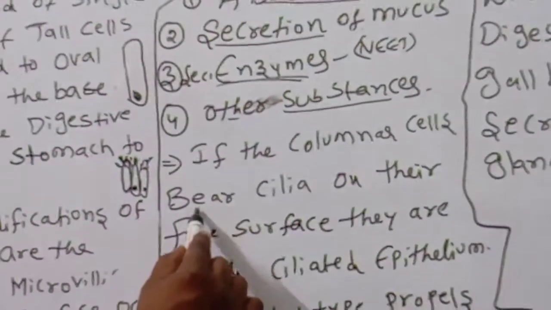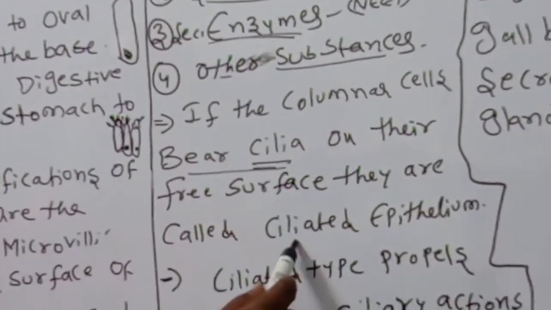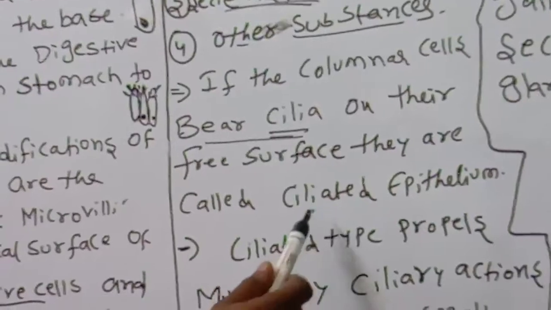If the columnar cells bear cilia on their free surface, they are called ciliated epithelium.